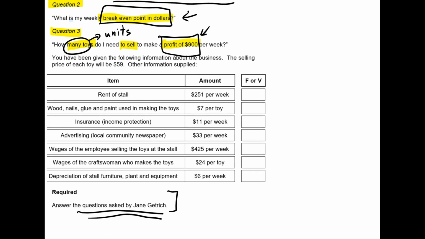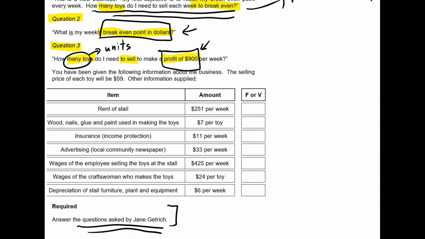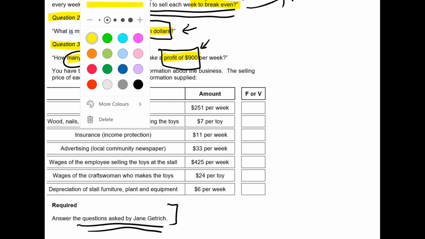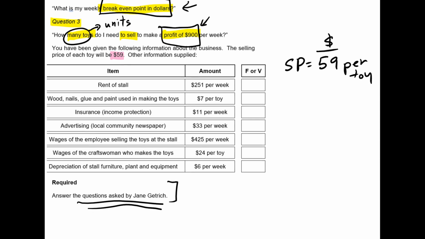The first thing they gave you is a bunch of expenses. They give you some information here. You are given the following information. The selling price of each toy is $59. So you know that your selling price equals $59 per toy, and the other information is as below.